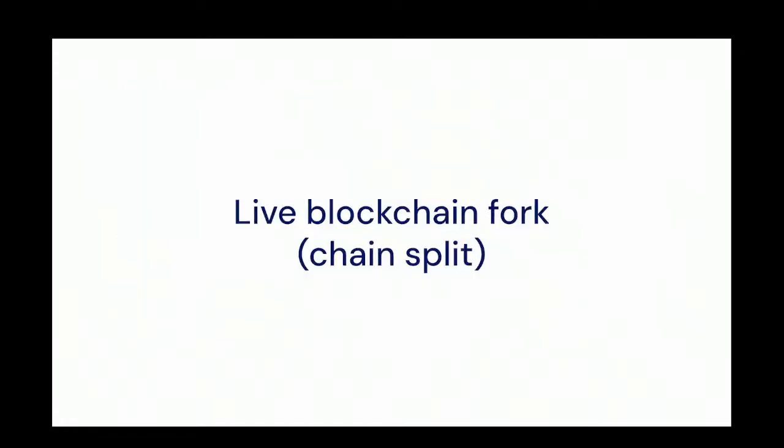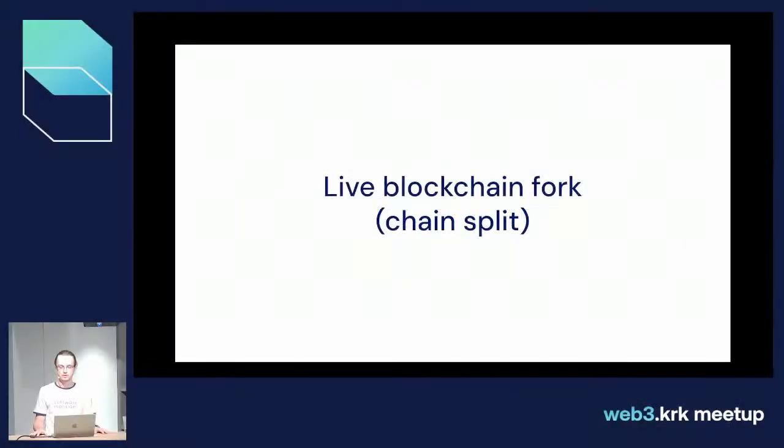So the other group is live blockchain forks, and live blockchain forks happen when there is some blockchain, let's say Ethereum, and developers or the community decide that they want to apply some changes, and the blockchain splits into two ways. Let's see what the ways are.